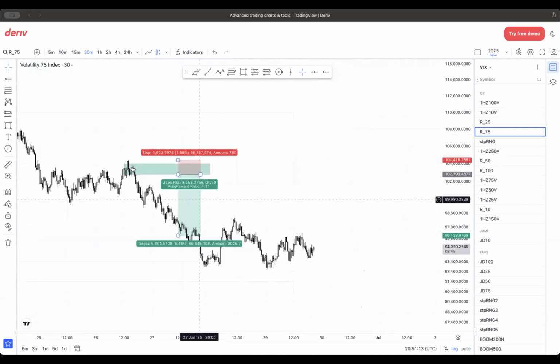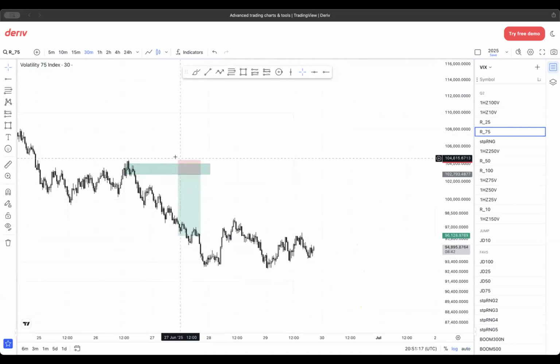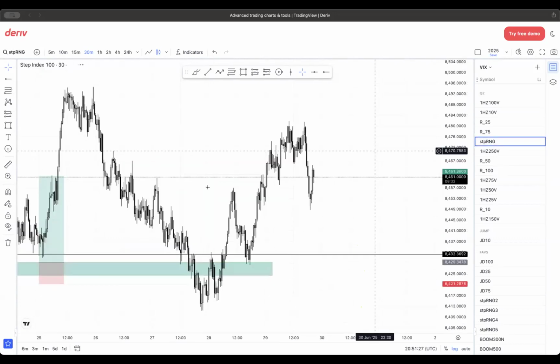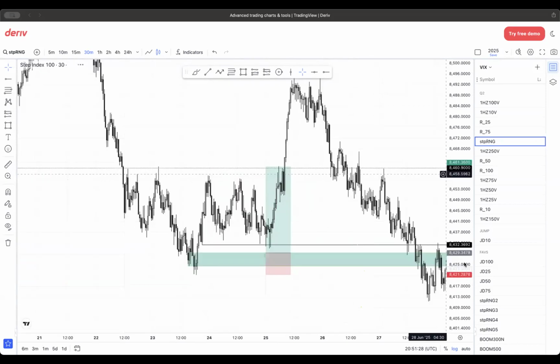We have this sell. So I'll still wait patiently for the sell to play out because we don't have any solid sell structure for now. Okay, so let's check Step Index. On Step Index, I think I had a missed entry. Yeah, this was the missed entry.